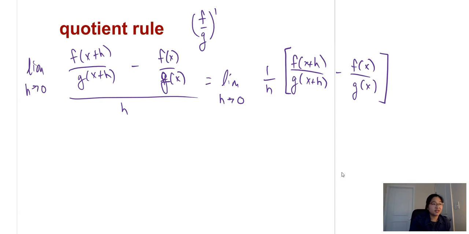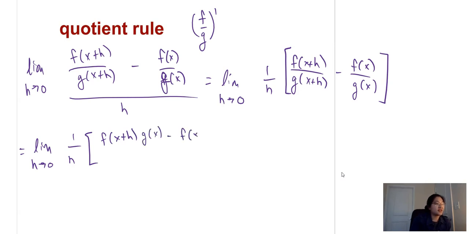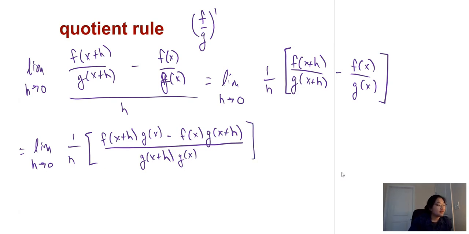So maybe I need to get a common denominator. So what do we get? Limit as h approaches 0 of 1 over h, f of x plus h times g of x minus f of x times g of x plus h. And this is for my common denominator of g of x plus h times g of x. Okay. Well, that is okay, but how can I make this a little bit easier to work with?